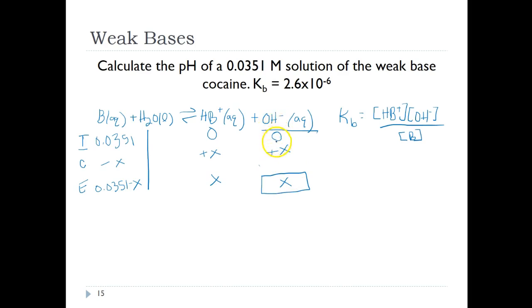So this one's very similar to the last problem that we just did. It's just working with a base. So what I'm going to do here is substitute the Kb value in, and then substitute in all of the equilibrium expressions into the Kb expression. So for Kb, I have 2.6 times 10 to the negative sixth. For Hb plus, I have x. For OH minus times x, so I'm going to go ahead and write x squared there, x times x. And in the denominator, 0.0351 minus x. So we once again have an x squared term, an x term, and a term without any x's. So we're thinking quadratic formula.